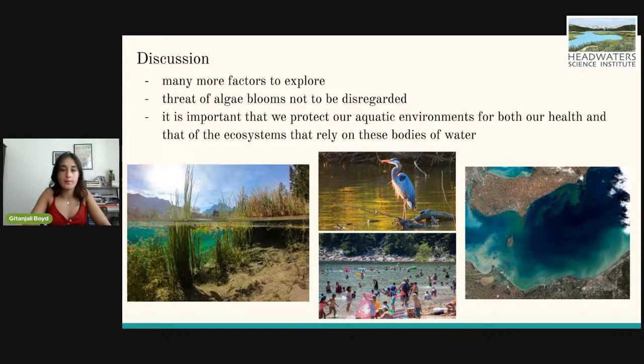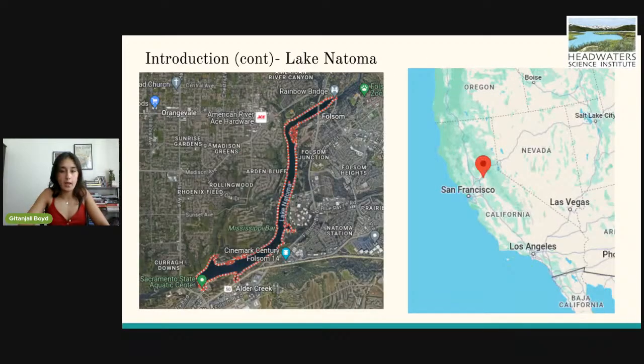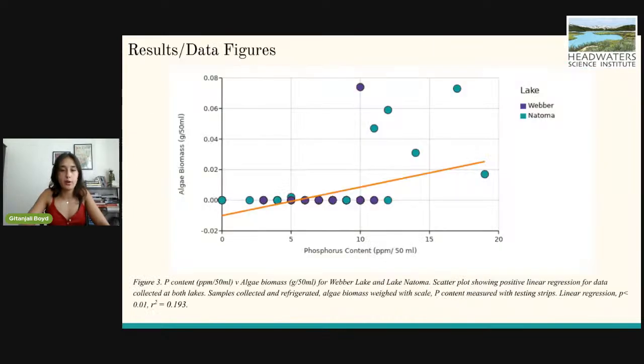As for things that I might change in the future, I would definitely like to explore Lake Natoma more, because as we saw, Lake Natoma had rather low amounts of algae and phosphorus content despite our hypothesis. But if we look back at Lake Natoma, you can see that there's a lot of green space around the lake, and we call this a green space buffer. Essentially what it does is it soaks up the nutrient content and the water that is coming in from the city, so sewage, groundwater, etc., and this protects the lake from eutrophication.